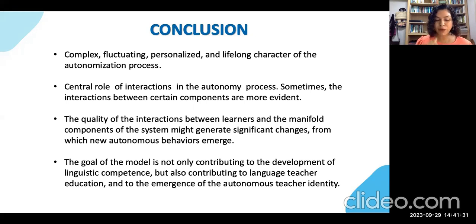So the goal of the model is not only contributing to the development of linguistic competence, but also contributing to language teacher education and to the emergence of the autonomous teacher identity. And I believe the model may be used to enhance autonomy in other contexts from different areas as well. Next month, I'm going to use the model in a course I will teach about autonomy for students of different areas at the Master's Graduate School in Creativity and Innovation in Higher Education, where I work at the moment.